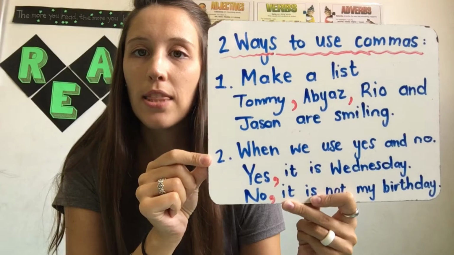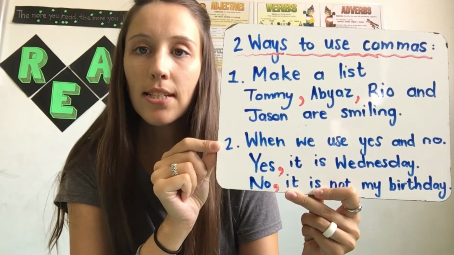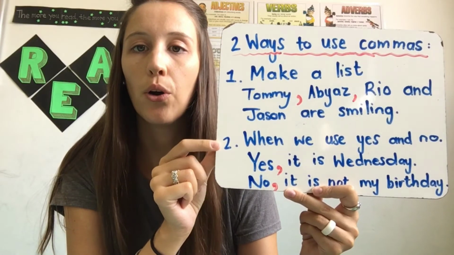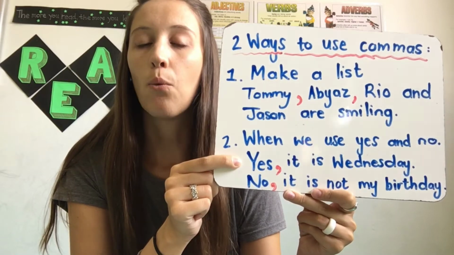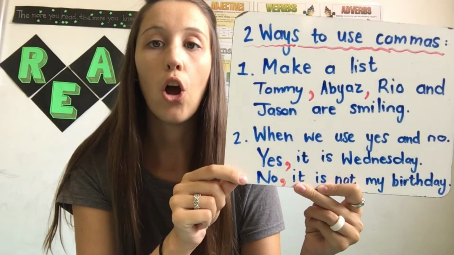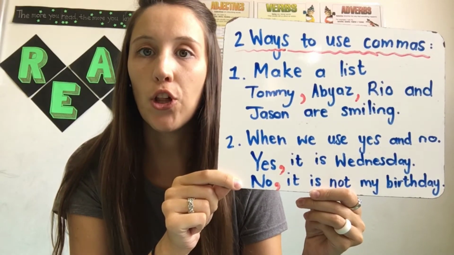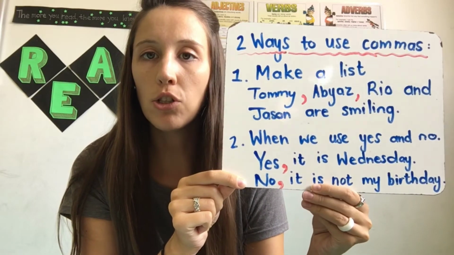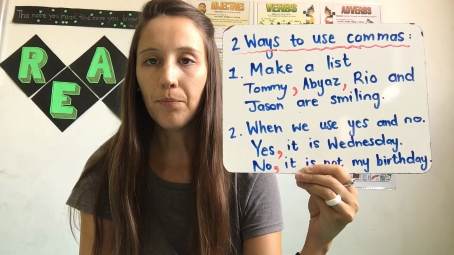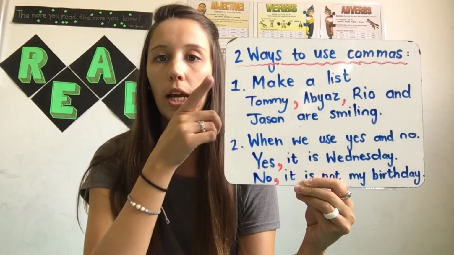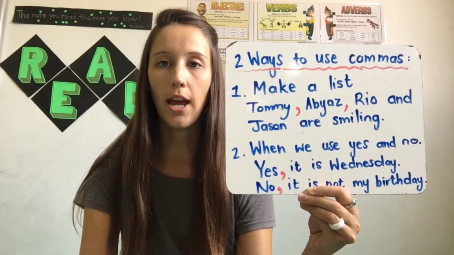The second way that we can use commas is when we use the words yes and no. For example, yes, it is Wednesday, or no, it is not my birthday. For the purpose of our lesson today, we are only going to be looking at number one. That is what we are practicing today.